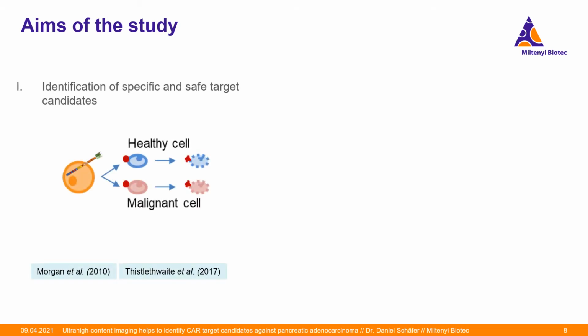The aims of the study are split up in two parts. The first part deals with the identification of specific and safe candidates. I think it goes without saying, but nonetheless, if you have a target antigen which is shared between healthy and malignant cells, we will have equal disintegration of the healthy and malignant cells, with a side effect that may be bearable for B-cell malignancies, as B-cells are a dispensable cell type.